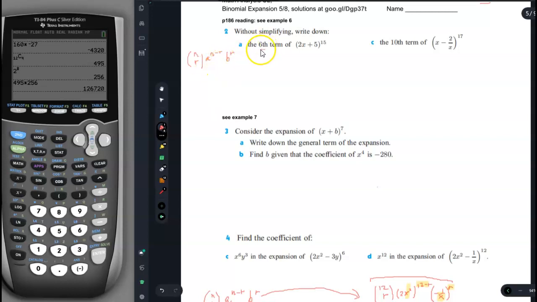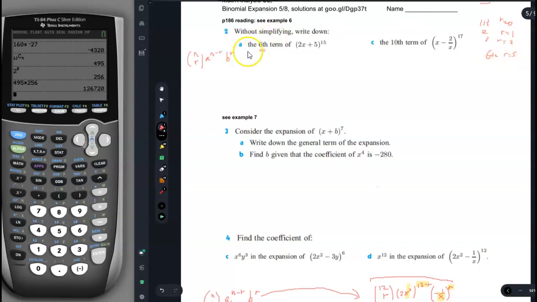I want the sixth term. Now remember, the sixth term corresponds to the r equals 5 term. How do we know that? The first term corresponds to r equals 0, right? The second term corresponds to r equals 1. The third term corresponds to r equals 2. So it's always one less, right? So the sixth term would be r equals 5.